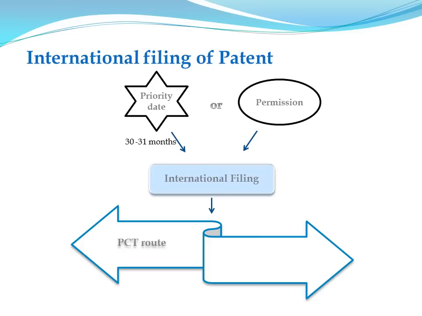The second method is the non-PCT or convention application route. When the application is filed directly in a country which is a member of the Paris Convention, it is called the convention application. For example, if you file in India and then directly file in USPTO, the application filed in USPTO is called a convention application. Once the application has been filed through either of the routes, it is processed as per the laws of that country.